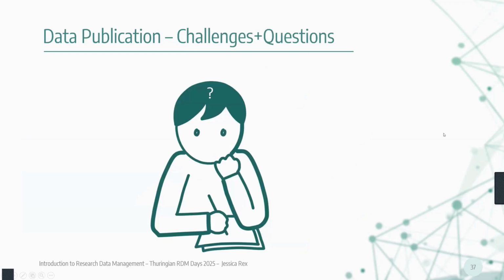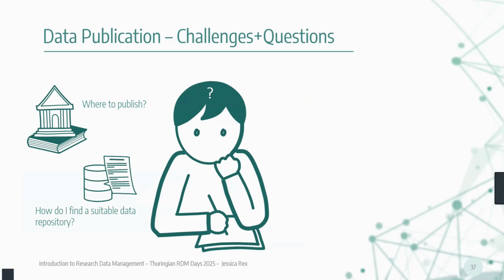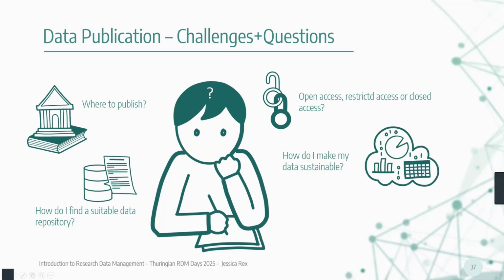So data publication. Anyone who hasn't published data yet, but even people who have already published them, always encounter a number of challenges and questions. The first one is, where should I publish? And then how do I find a suitable data repository? Should I publish open access, restricted access, or closed access? How do I make my data sustainable? And which license do I choose for my data? Now these are all very important questions.